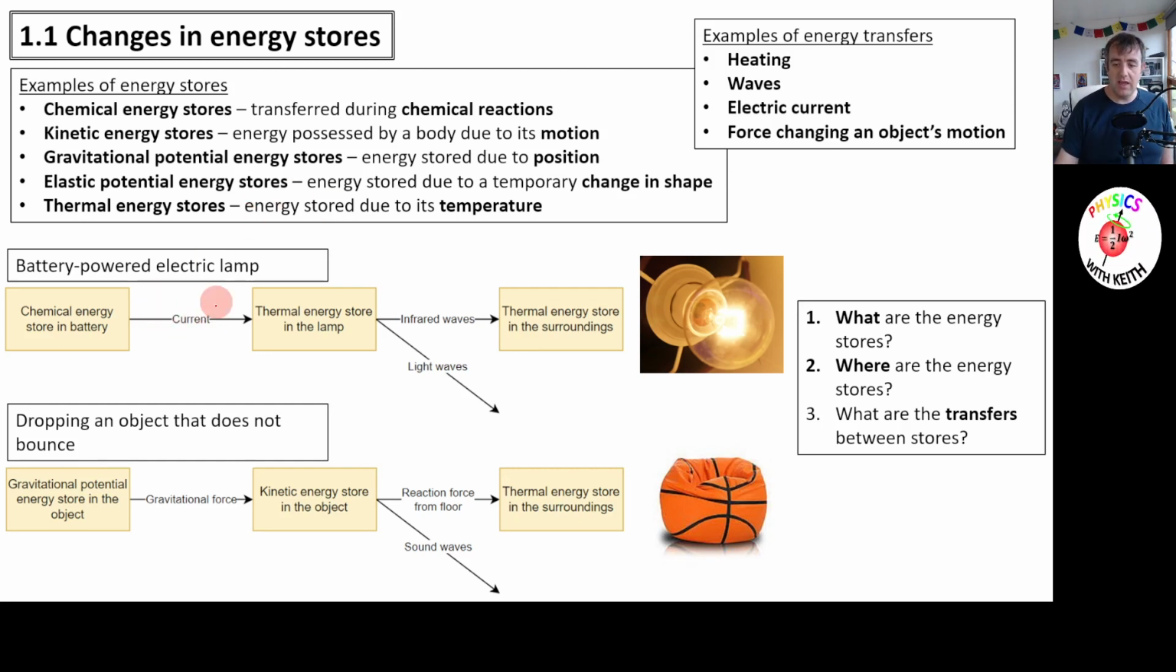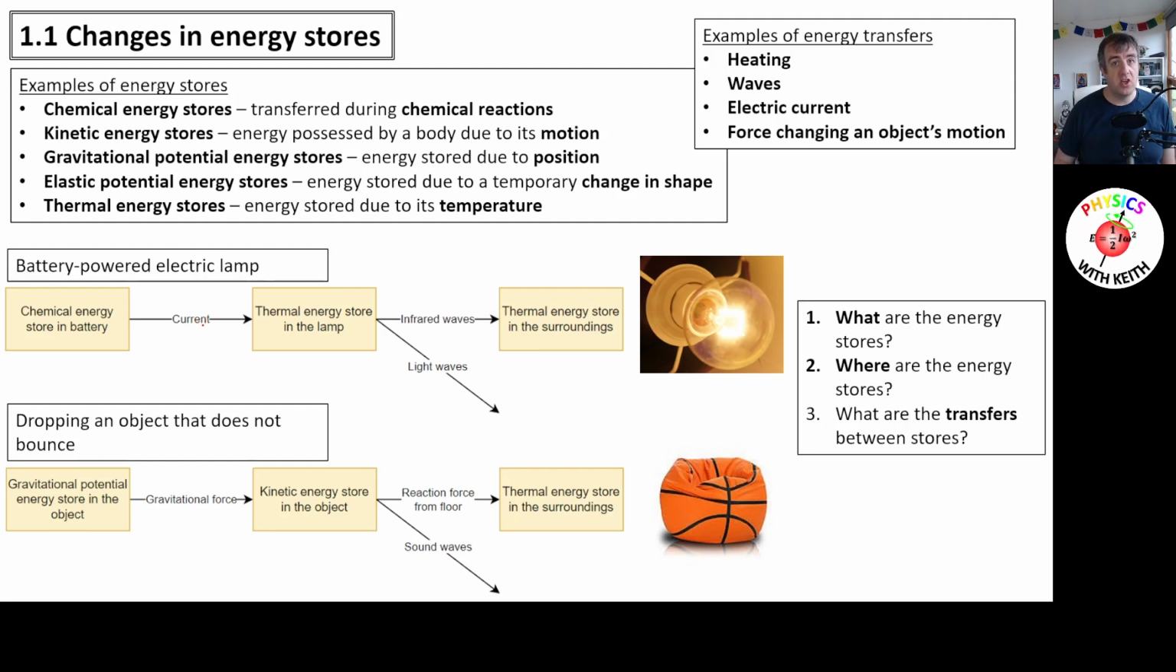So the arrow here shows the transfer, sometimes referred to as the pathway. I don't like that terminology. The boxes show the energy stored. And notice within the boxes it says chemical energy store in battery. We're not just saying what the store is, we're saying where the store is. So the chemical energy store is the type of store, if you like, and then the battery is where that store is found. Then we have along the arrow the transfer between the stores.